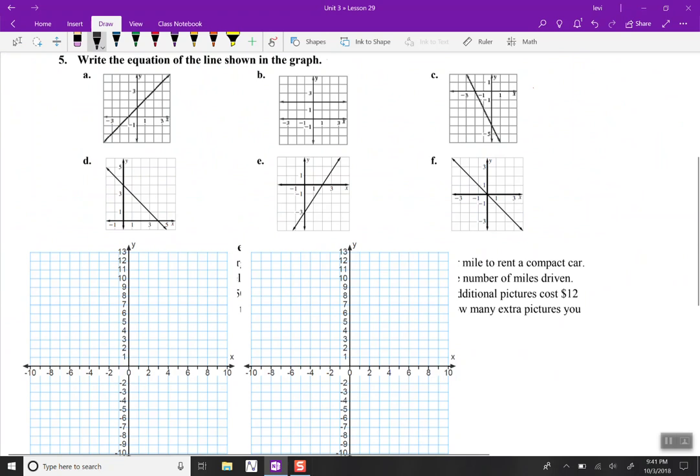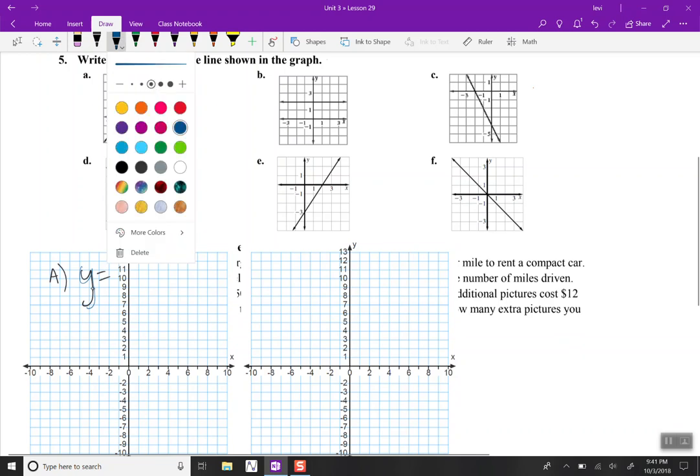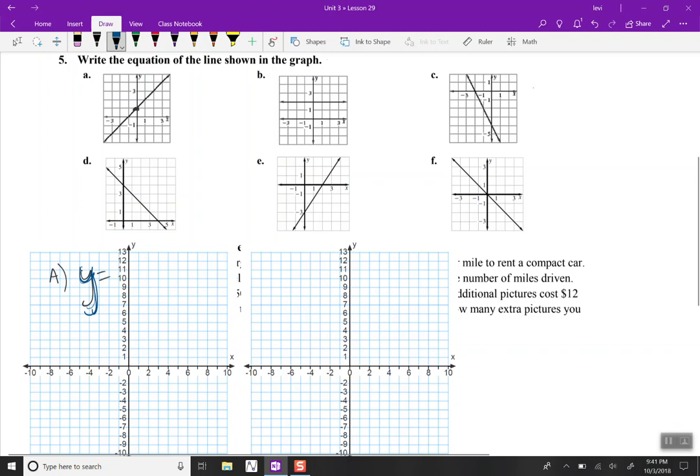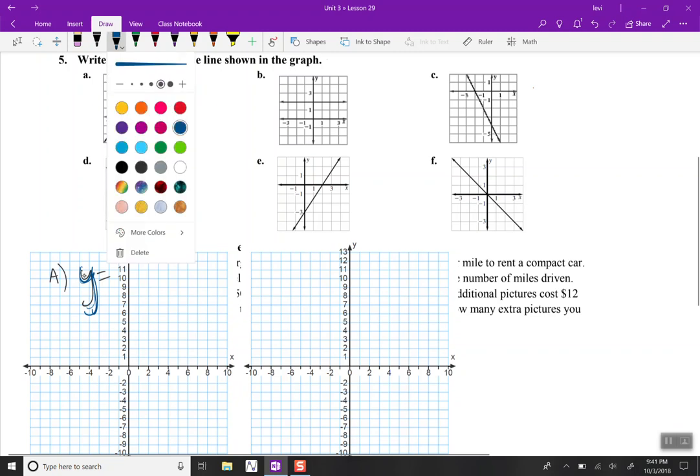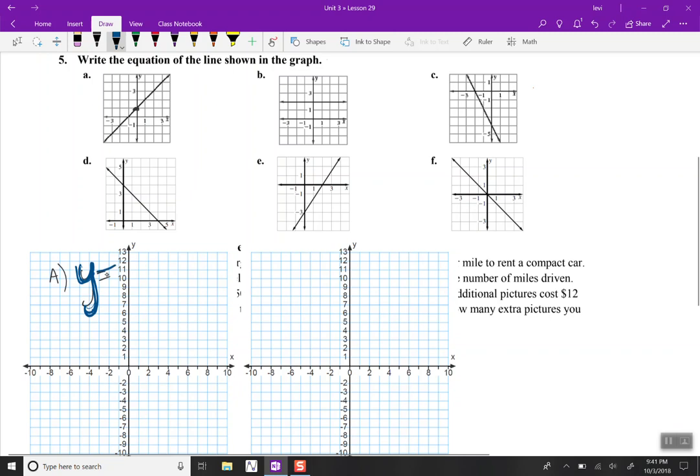Five, write the equation of the line shown in the graph. So A is, what does our y-intercept look like? 1. So y equals, what's our slope? Up 1 over 1, up 1 over 1, so that's 1x, and our y-intercept was 1, so y equals 1x plus 1.